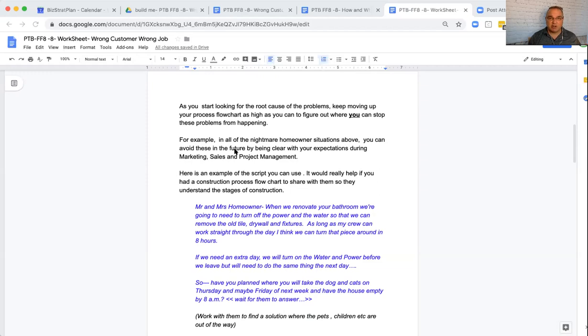If the expectations are clearly laid out for the client, they already knew that you're going to be using smelly paints and adhesives and things like that, right? So I even put a script in here for you. Mr. and Mrs. Homeowner, when we renovate your bathroom, we're going to need to turn off the power and the water so we can remove the old tile, drywall, and fixtures.